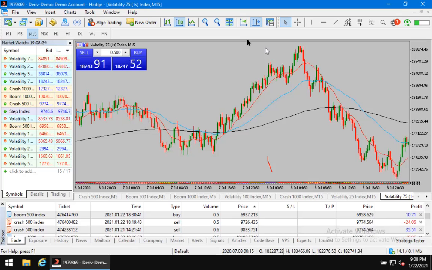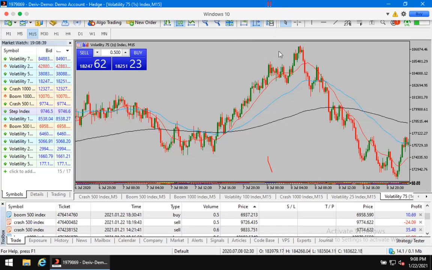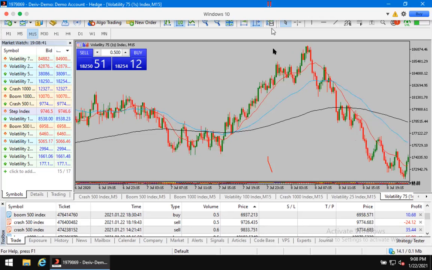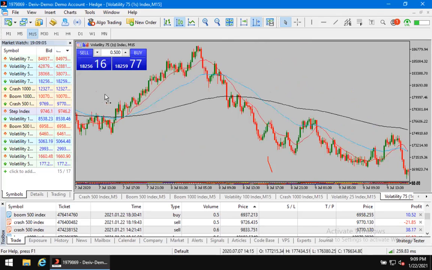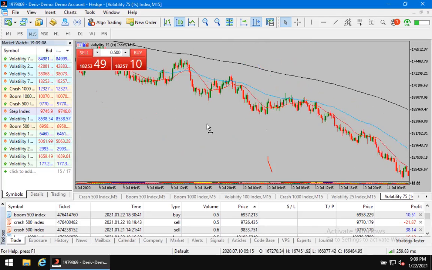As you can see, let me annotate again. Shoulder, this is your shoulder here, and this is your head, this is your shoulder, this is your neckline. When you break this neckline, you sell and you go to the downside. Okay, let me delete here so that I can move around. And then you continue going to the downside.